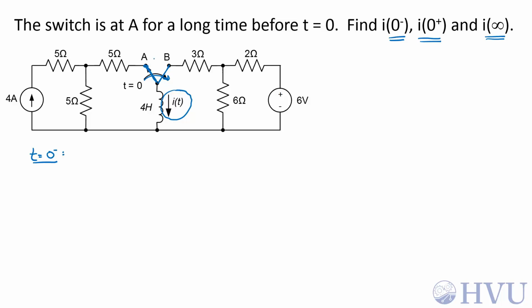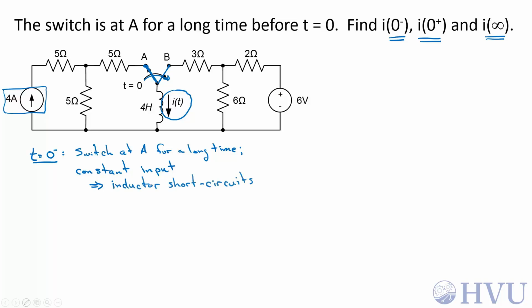The switch has been at position A for a long time, and the input is 4 amps. It's a constant. Under these circumstances, the current through the inductor will have become a constant. The voltage across the inductor will be 0, and the inductor will look like a short circuit. And the circuit becomes this.